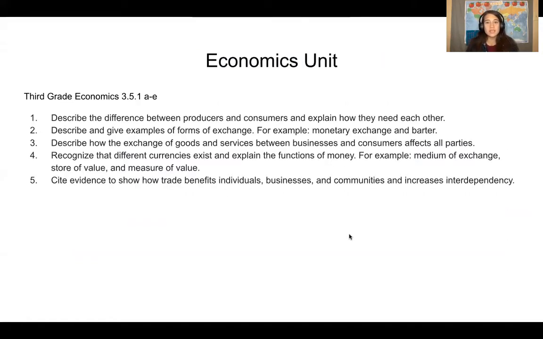So like I said, I would use this in conjunction with an economics unit, which would eventually cover all of these standards. I won't read all of them, but you can go through and see that it would be used to help further explain the concepts of producers and consumers and business and money and goods and of course forms of exchange.